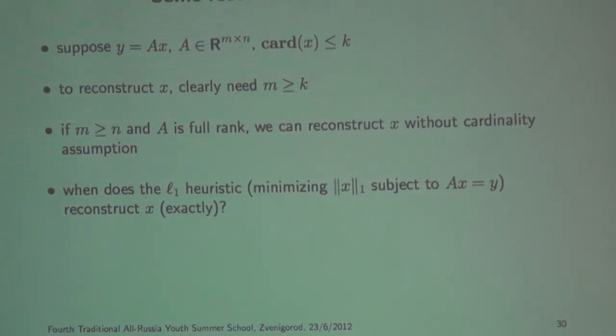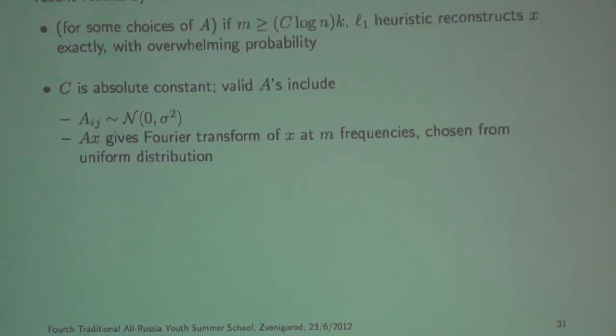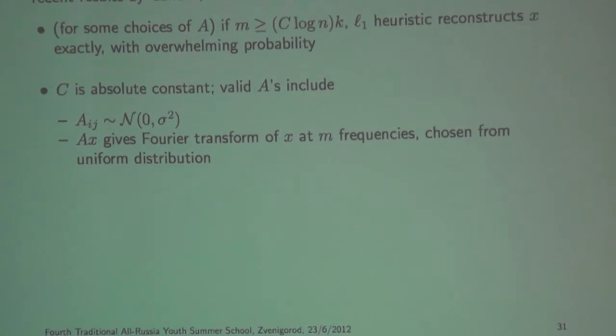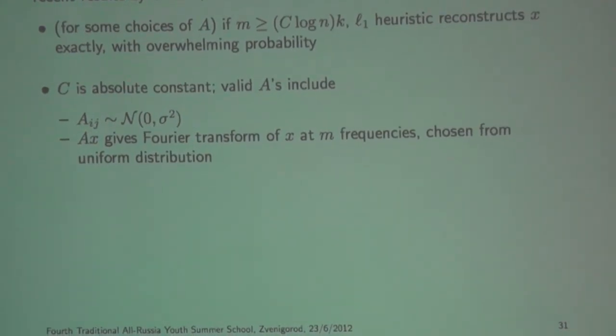So, in fact, the question is, how much more than k do you need? That's the question. When does this reconstruct x exactly? And shockingly, there are answers. Basically, as long as A satisfies some properties, which are not mere technicalities, they're real properties, then if you take a number of measurements which is a small fraction more than the actual cardinality of what you're estimating, this heuristic reconstructs x exactly with overwhelming probability.